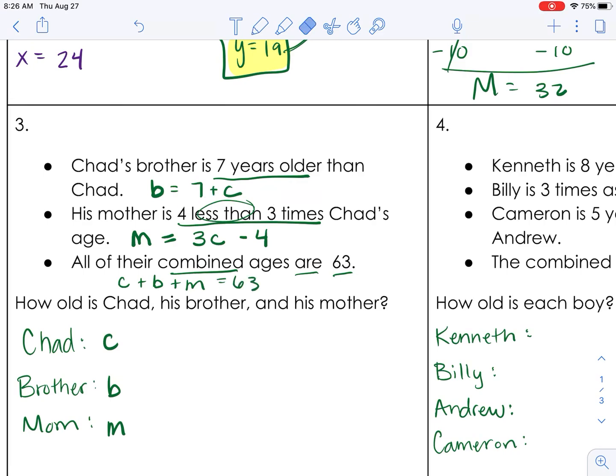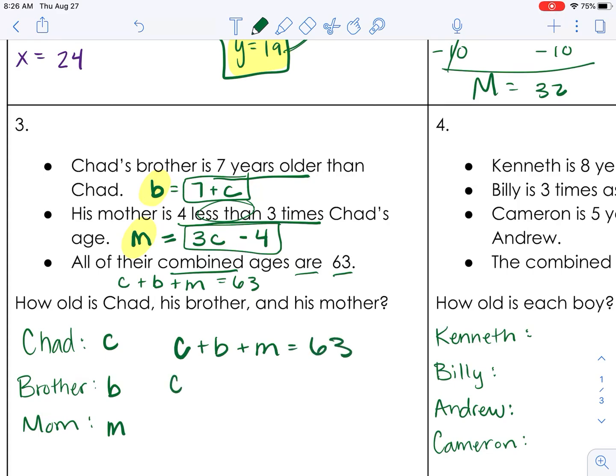All right, so let's take a look at those equations right here, and we've got to figure out a way to plug them all into where we have the same variables. So what I'm going to do is, let's plug them all in. So we have B equals 7 plus C, and we have M equals 3C minus 4. So let's see if we can plug those into our big equation here at the bottom. So I've got C plus B plus M equals 63.